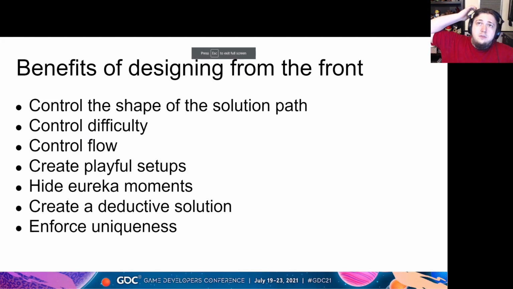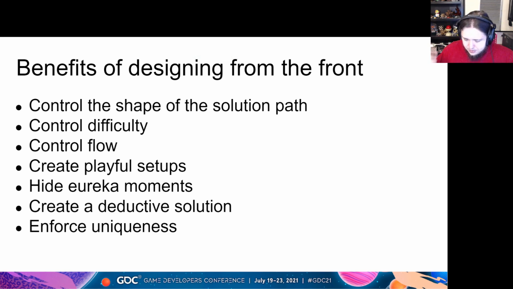So designing from the front has a number of benefits. You can control the flow, you can create these playful setups, and you can hide eureka moments in really interesting ways. Another thing that designing from the front enables is this sort of deductive solution, where as a solver, you're making logical deductions. You're never guessing, right? Like when you solve a Sudoku, you generally aren't guessing. You're putting in a number once you're confident that that's true.